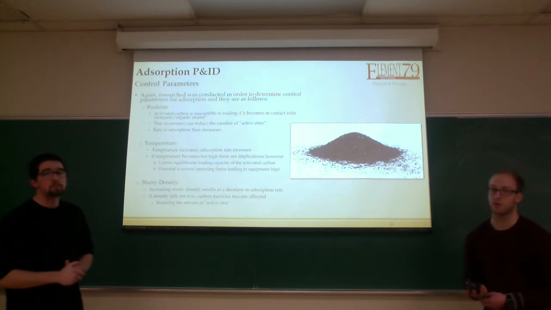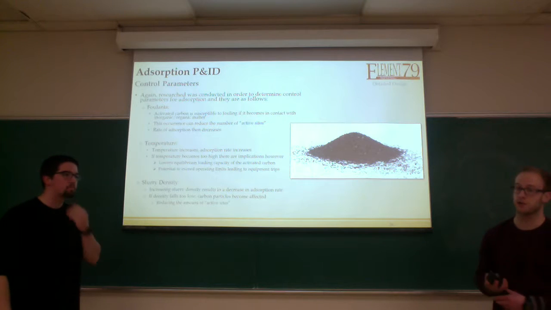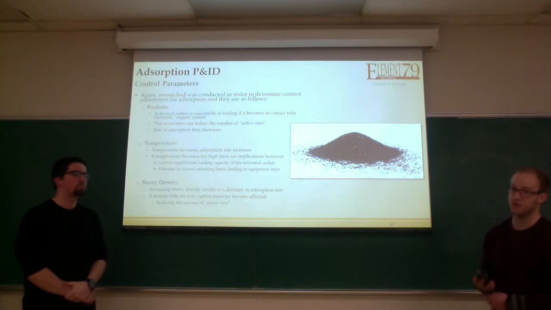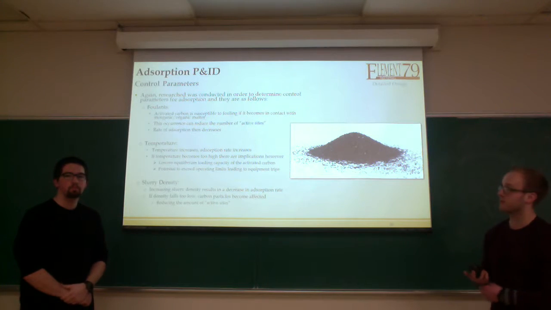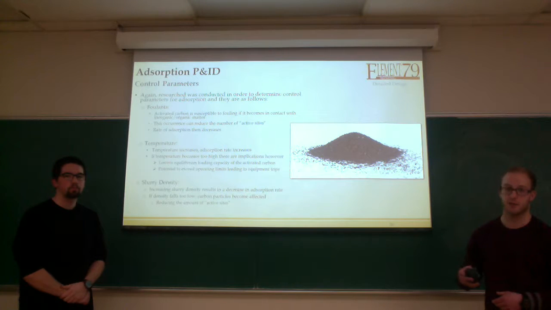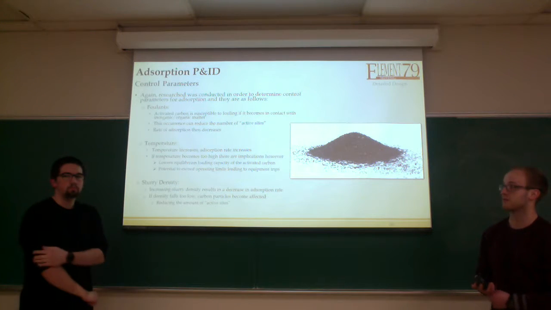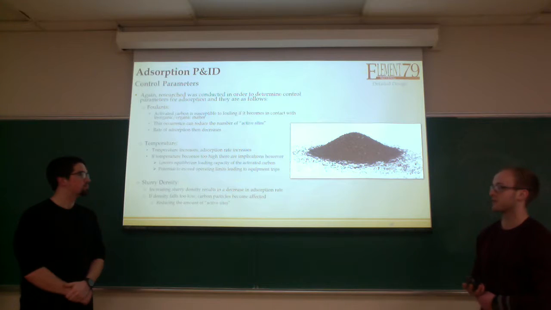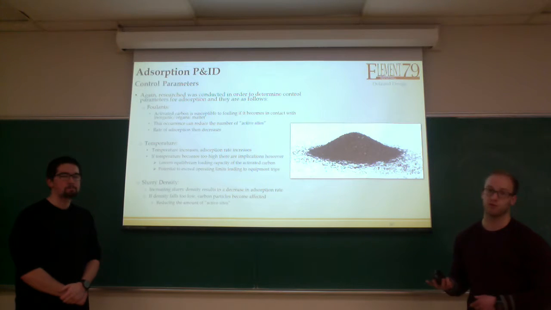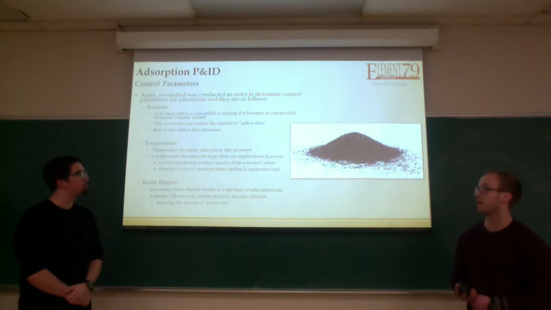And then for the adsorption P&ID, we have 3 main control parameters. One being pH, which can actually change the rate of adsorption. And the next one being temperature, so as your temperature increases, your adsorption rate increases, as well as your slurry density. So as you increase the slurry density, this results in a decrease in your adsorption rate.